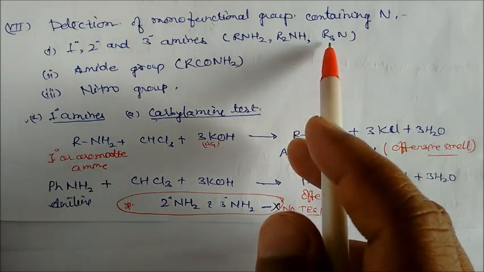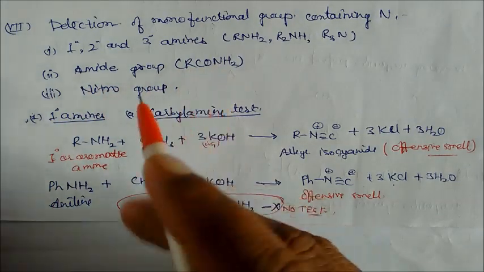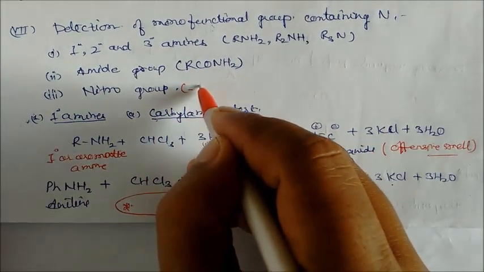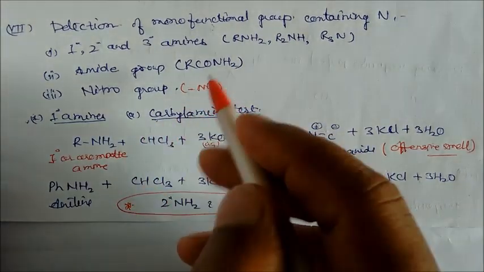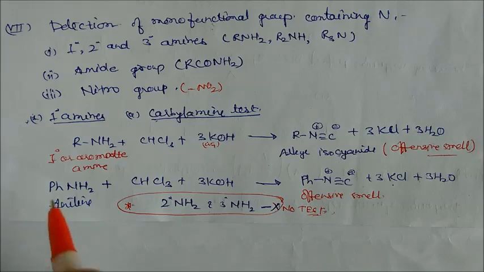RNR2 is the secondary amine, this is the tertiary amine, and second is the amide group. Amide group is RCONH2, and third is the nitro group. Nitro group is the NO2 group. This group we have to identify by using some particular test.